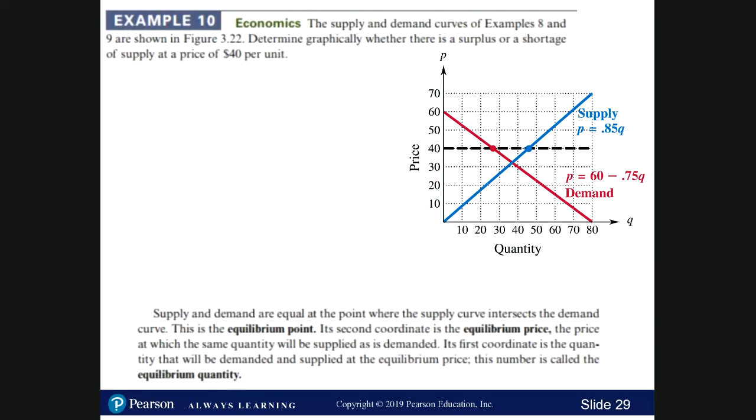Example number 10. What we have here are the graphs of the previous two functions that we've been working with. From example 8, we had the demand equation. However, in example 8, instead of using 0.75, we had 3/4 as the coefficient of the independent variable Q. So it is the same equation, but here we have the slope, the rate of change, in decimal form. In example 9, we were looking at the supply equation, and we have it here. The supply equation is the one that you see in blue on your screen.